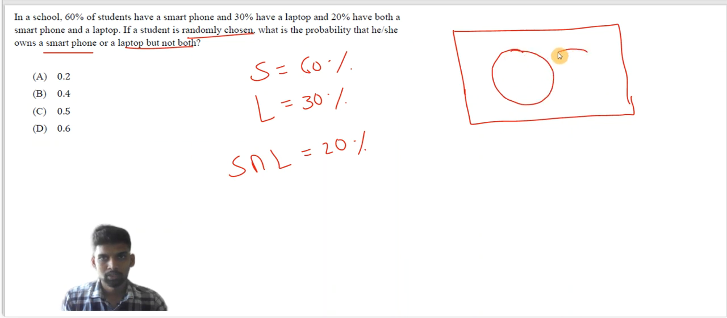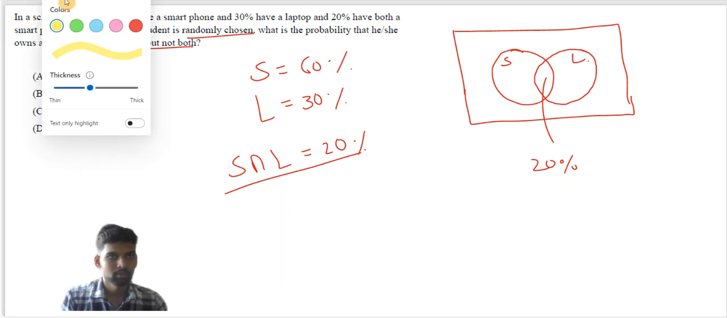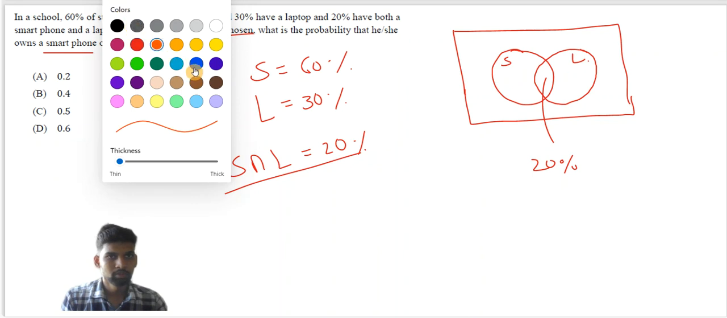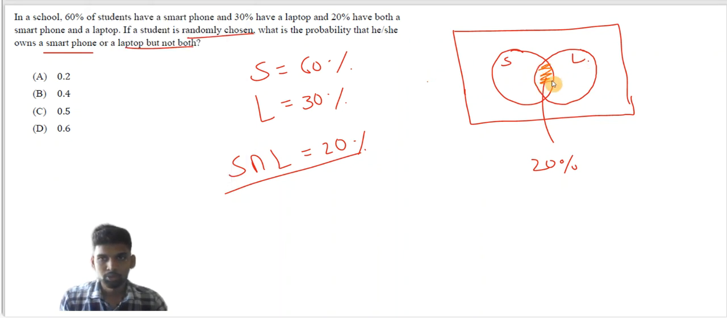This represents students who have a smartphone. This represents students who have a laptop. So this is our smartphone, laptop. S intersection L, that is this portion, is 20%. And this complete S is 60%, so the remaining will be 40%. Similarly here, total L is 30% and 20% is a part of both of them, so the remaining will be 10.